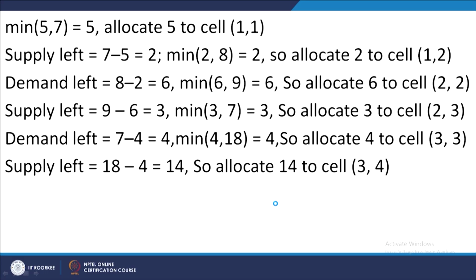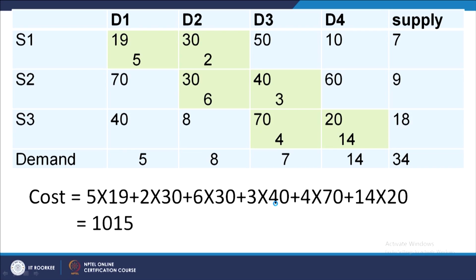So, allocate 6 to cell number 2 comma 2. Supply left is 9 minus 6, which is equal to 3, and the minimum of 3 and 7 is 3. So, allocate 3 to cell number 2 comma 3. Demand left is 7 minus 3, which is equal to 4, and the minimum of 4 and 18 is 4. So, allocate 4 to cell 3 3, and supply left is 18 minus 4, which is equal to 14. So, allocate 14 to cell number 3 comma 4. So, this is the final table that you get after applying all these steps. The allocation is also shown in the various cells that we have traversed.